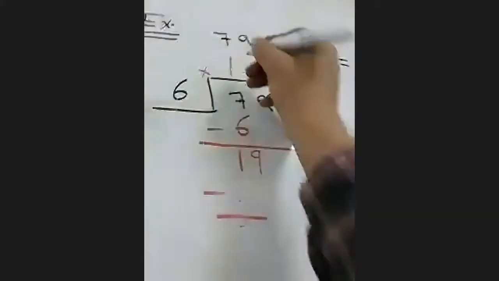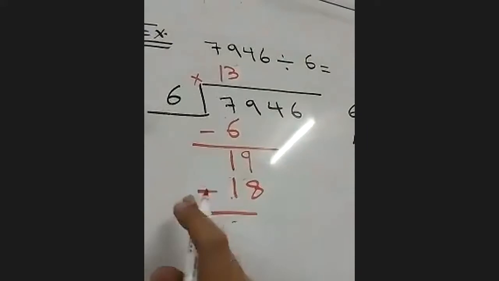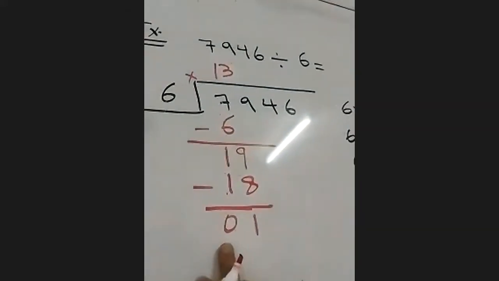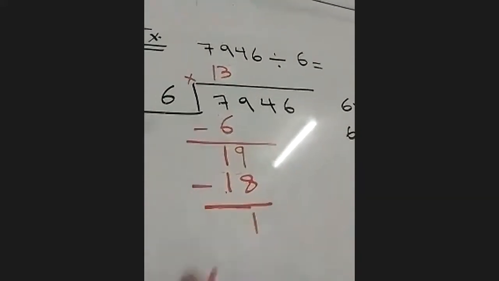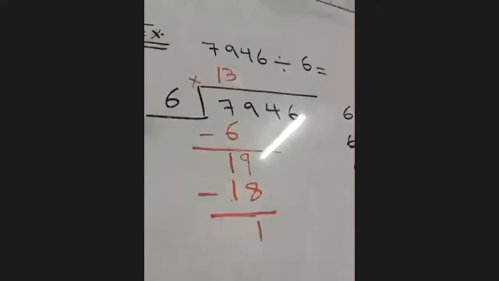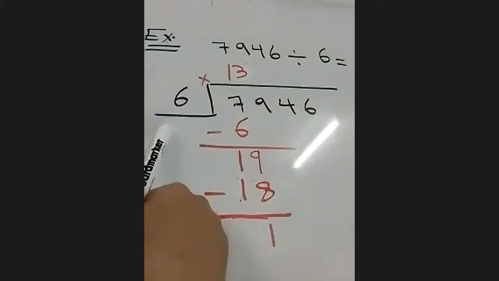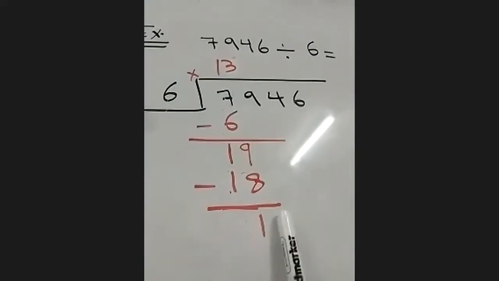3 multiply 6 is 18. Subtract 19 minus 18 is 1, and 1 minus 1 is 0. This 0 is okay if you write it, it's okay if you don't write it. Now 19 minus 18 is 1. 1 less than 6, so I'm good. Now what's the next step? I will bring the 4 down, 14.